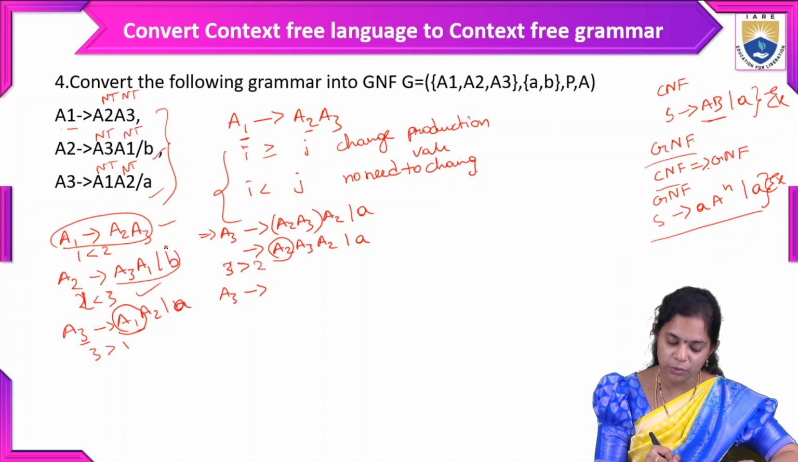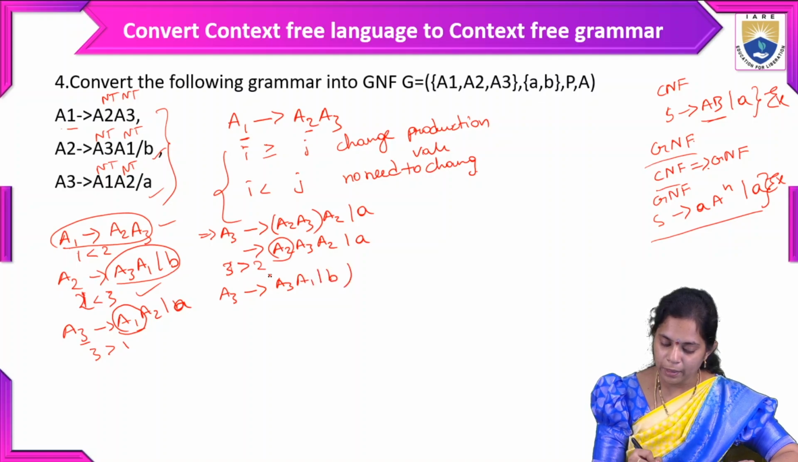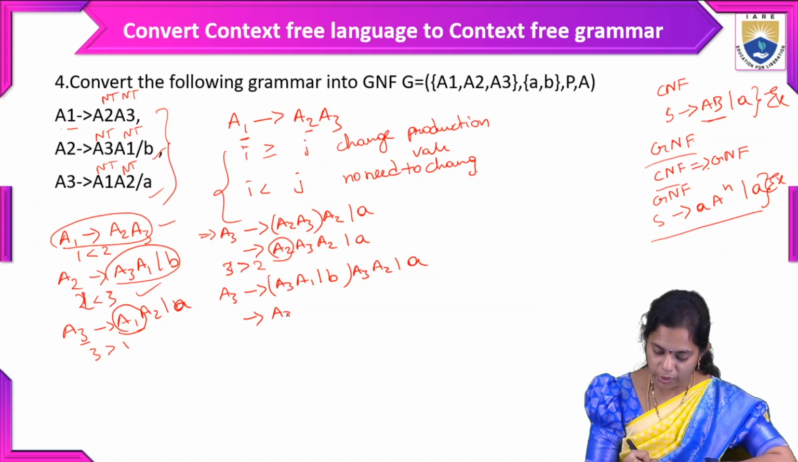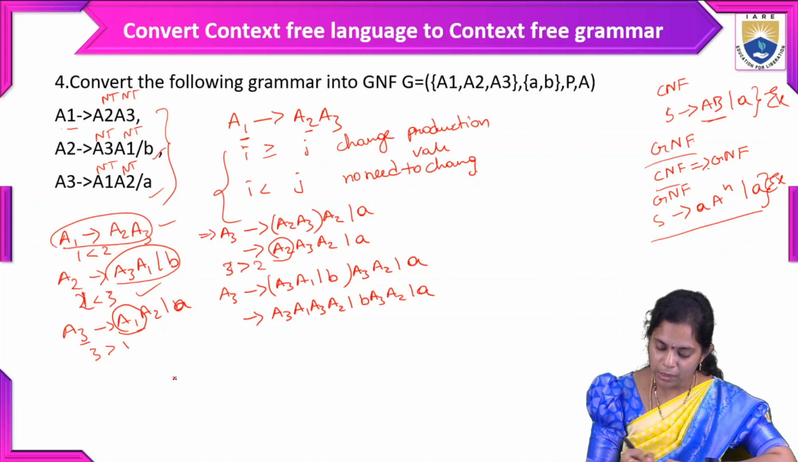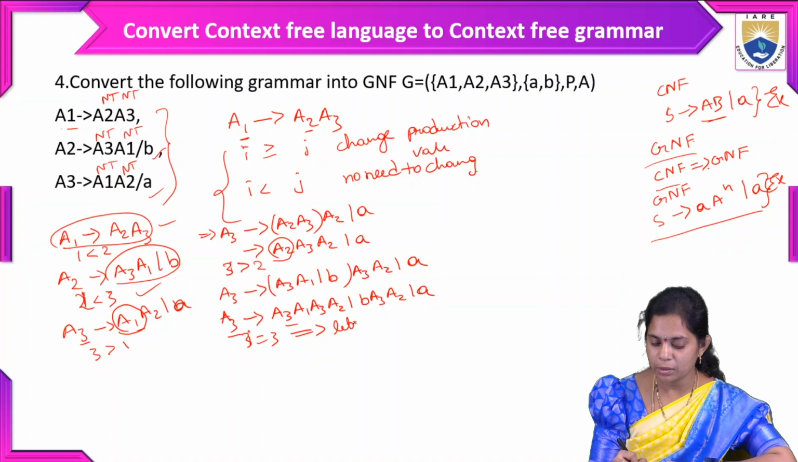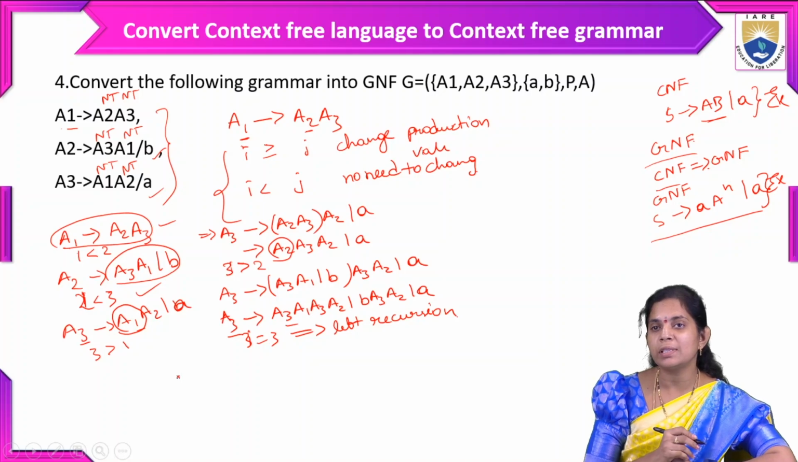So what is the value of A2 here? This one: A3, A1 slash B, altogether A3, A2 and B. So here we need to write A3, A1, A3, A2 and B, A3, A2, A. If you check, this is A3 and this is A3, so A3 equals A3. What it says is that it is a left recursion. We need to remove this left recursion.